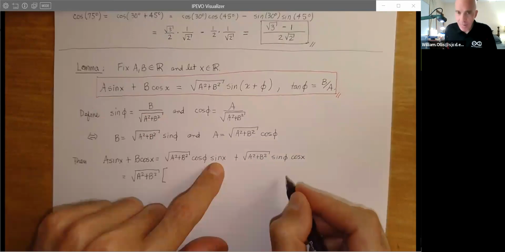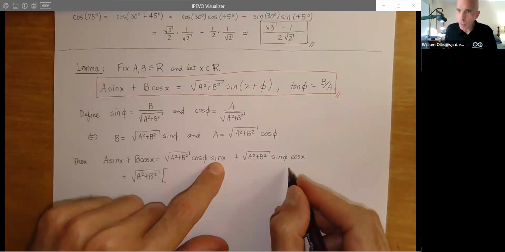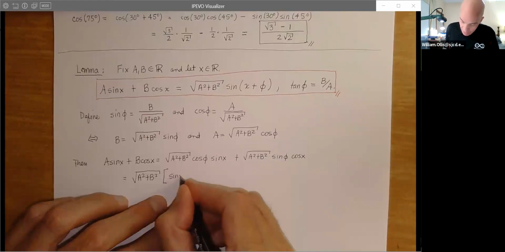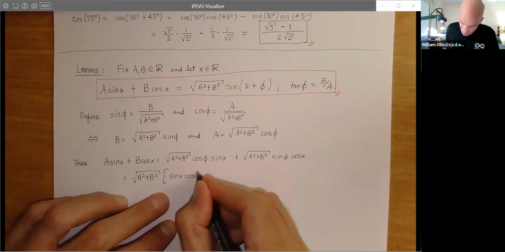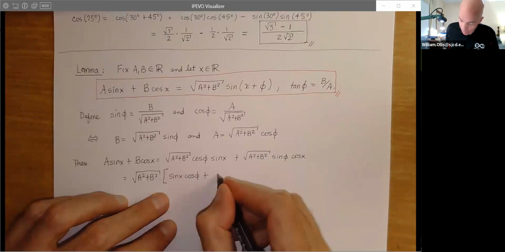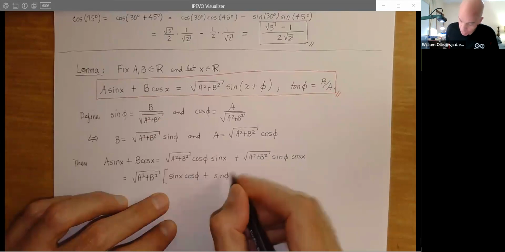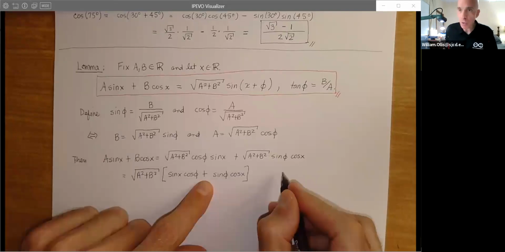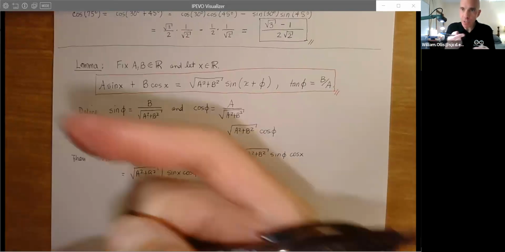And I'll just go ahead and write the sine x first, because that's how I write the identity. So we'll do the sine x times the cosine phi plus the sine phi times the cosine x. But that's just the addition formula that we proved. So the theorems go both ways.